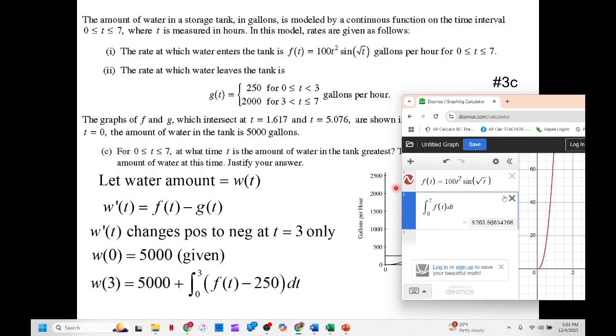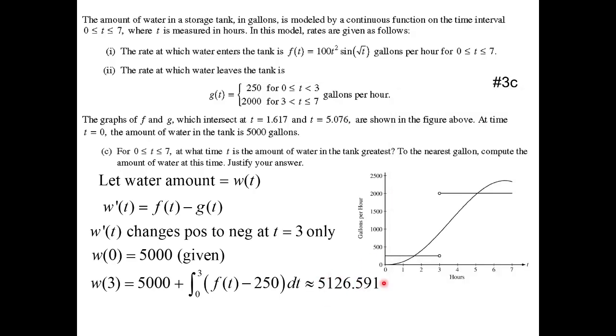All right, so let me get rid of this. We've got F defined, so I'm going to do 5,000 plus integral 0 to 3. And in here, I'm going to need a parentheses, F of t minus 250, close parentheses, dt. And that's about 5,127 if I round that off. I don't have to round it off, but I'm going to be rounding off the final answer, so it's up to you when you round these things.